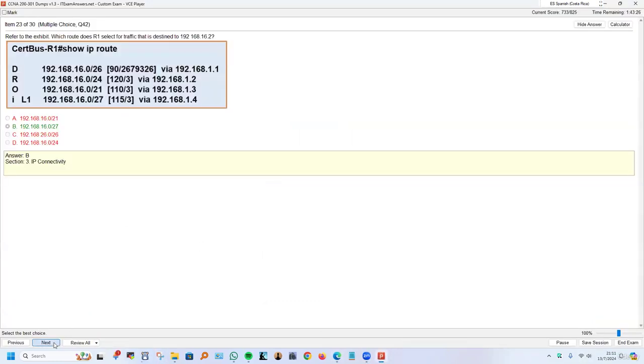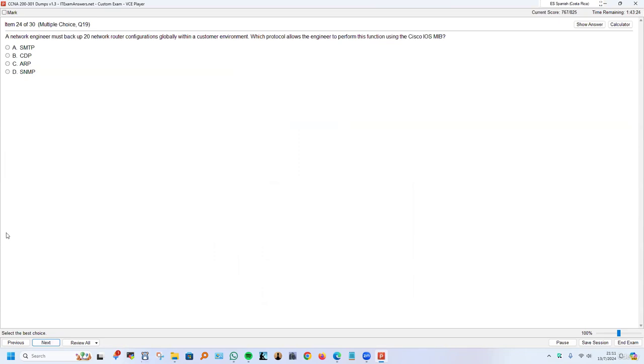Let's continue. Hopefully we will get a good score on this one. We are getting some help because we are starting with questions, but when you are advanced in this, it's better to disable the show answer option or not use it as much as possible.